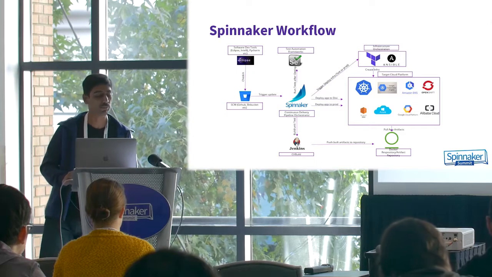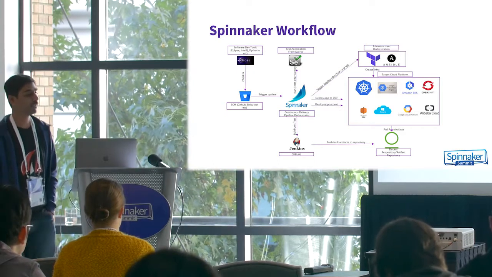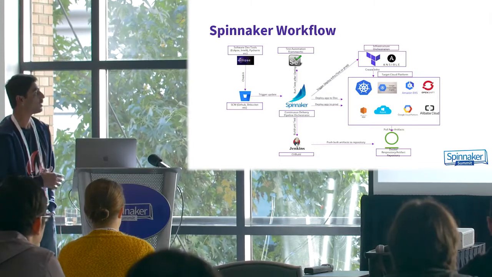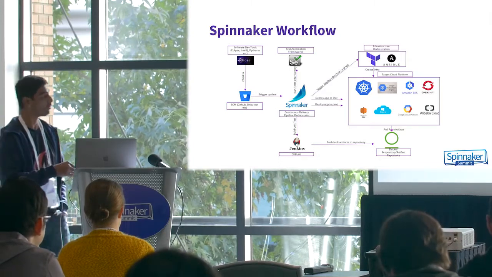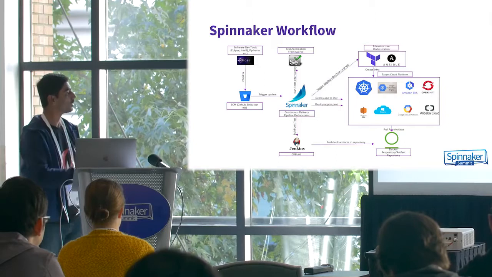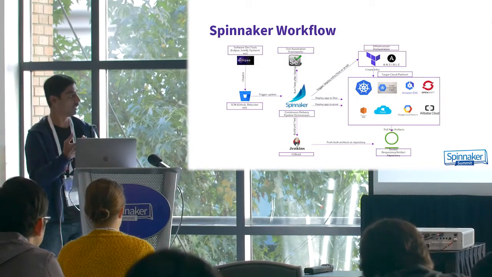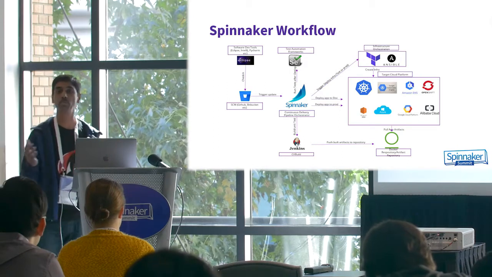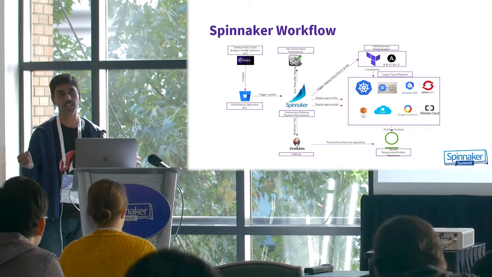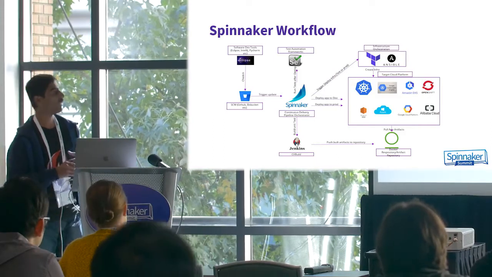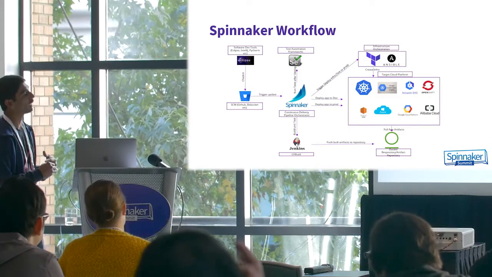So, the general Spinnaker workflow. Spinnaker is at the center here. As you can see, there is a CI part in the front, and once the code is checked in, Spinnaker can be kicked off, which can have the entire pipeline, all the way from check-in to the deployment, visible through the Spinnaker pipeline. And that's typically what you would like to see.